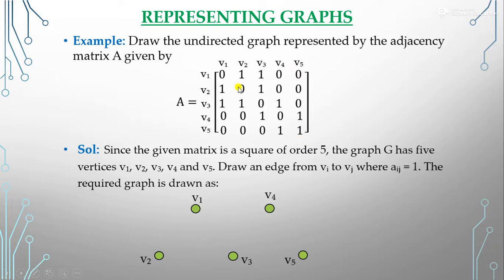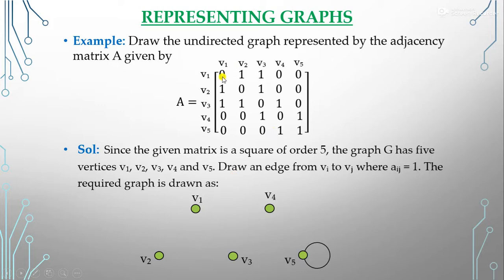Okay, now we see here V1 is 0, V2 is 0, V3 is 0, V4 is 0, but V5 is 1. So it means that all four vertices V1 to V4 have no self loop, but V5 has the self loop because V5 is connected to V5. So we have one self loop at the vertex V5 because this is 1, right?